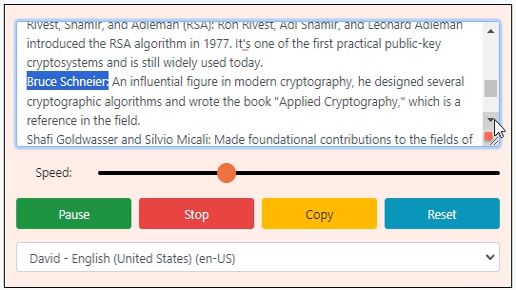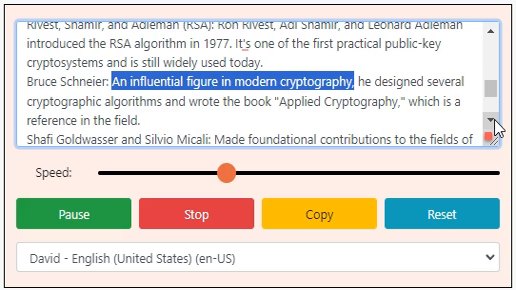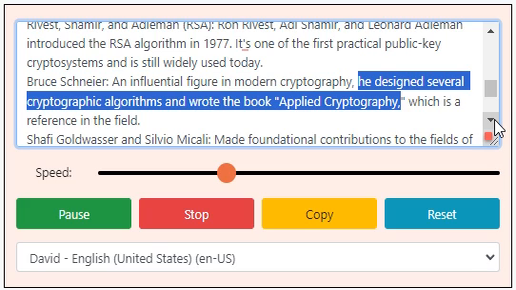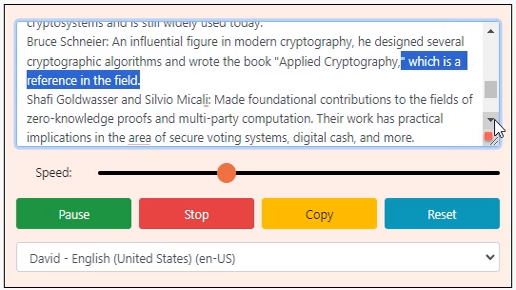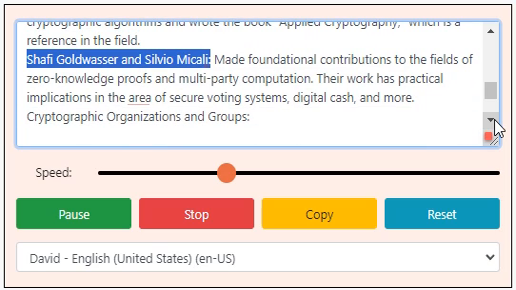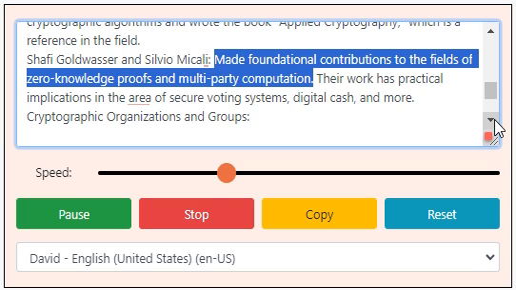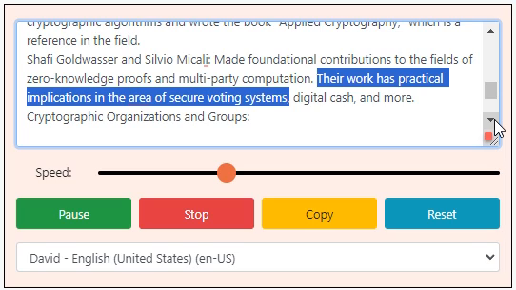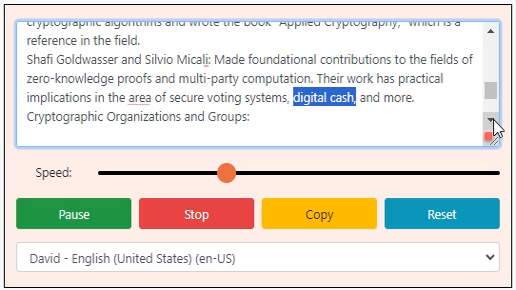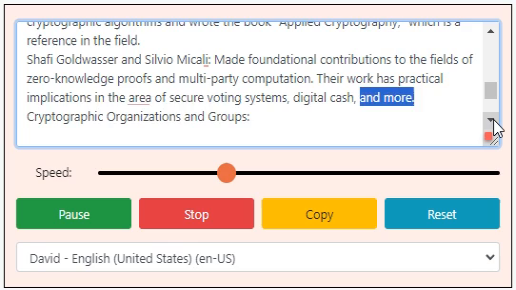Bruce Schneier, an influential figure in modern cryptography. He designed several cryptographic algorithms and wrote the book Applied Cryptography, which is a reference in the field. Shafi Goldwasser and Silvio Micali made foundational contributions to the fields of zero-knowledge proofs and multi-party computation. Their work has practical implications in the area of secure voting systems, digital cash, and more.